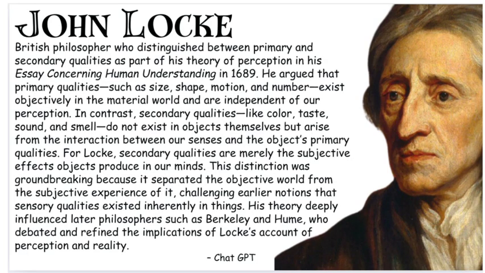He argued that primary qualities such as size, shape, motion, and number exist objectively in the material world and are independent of our perception. In contrast, secondary qualities like color, taste, sound, and smell do not exist in objects themselves, but arise from the interaction between our senses and the object's primary qualities. For Locke, secondary qualities are merely the subjective effects objects produce in our minds.